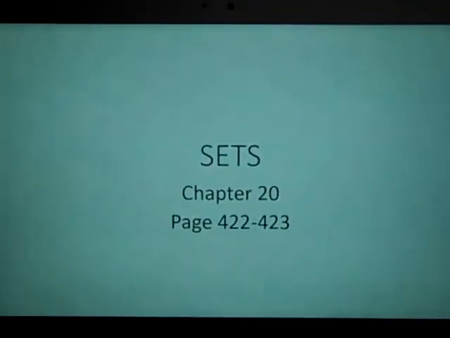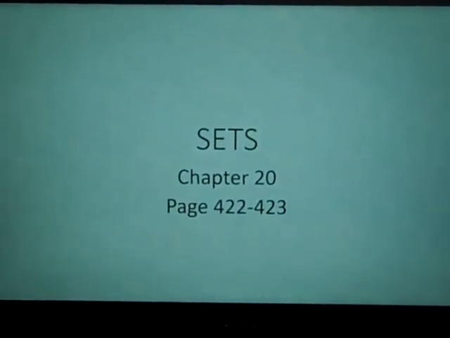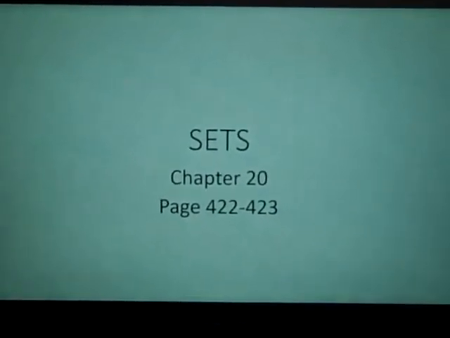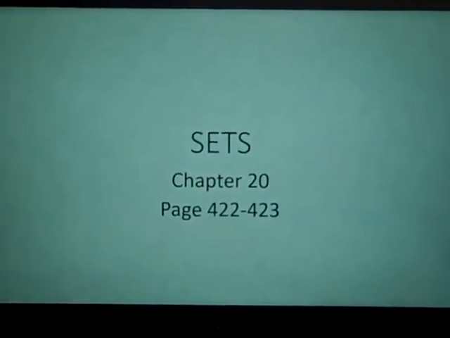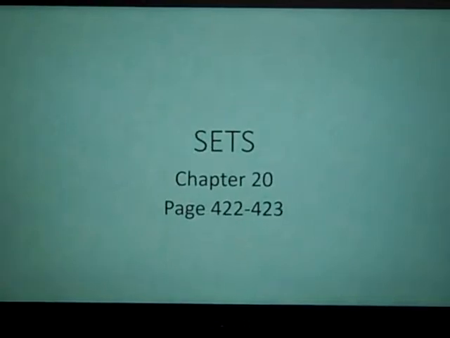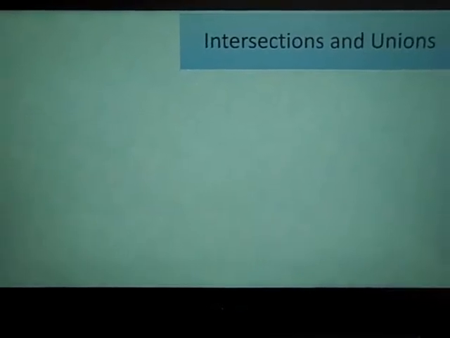Hello there. So today's lesson is going to be on sets. It's from chapter 20 in the textbook and Kerboodle. You can find that on pages 422 to 423. We're going to be having a look at information just to introduce the chapter to you.